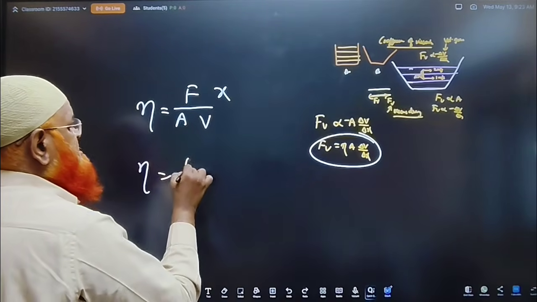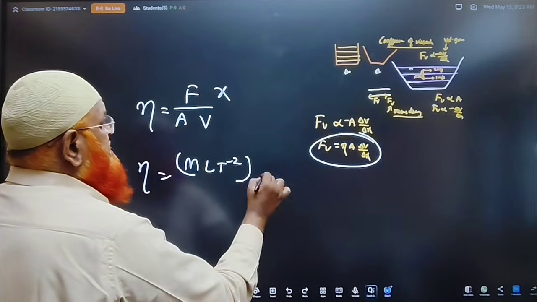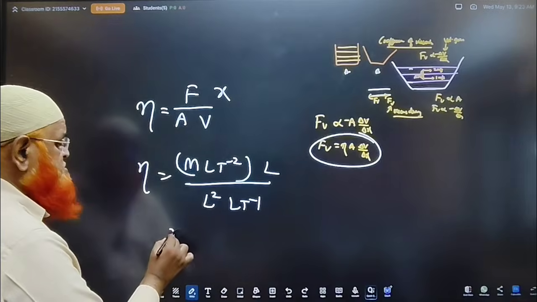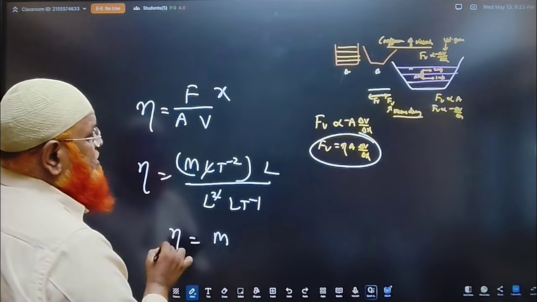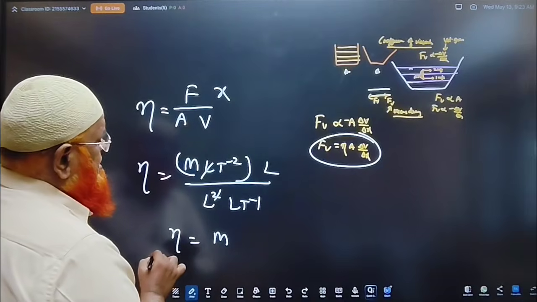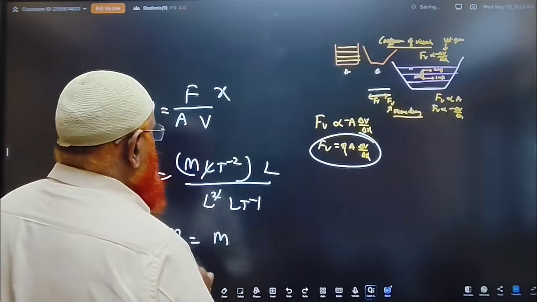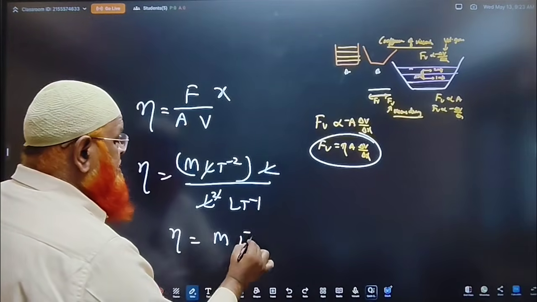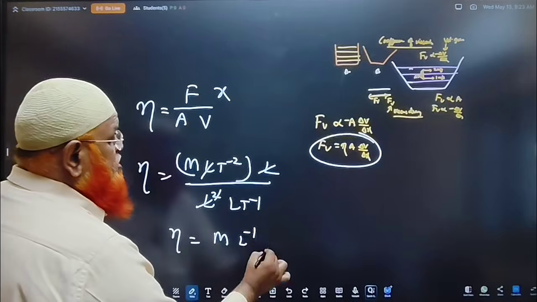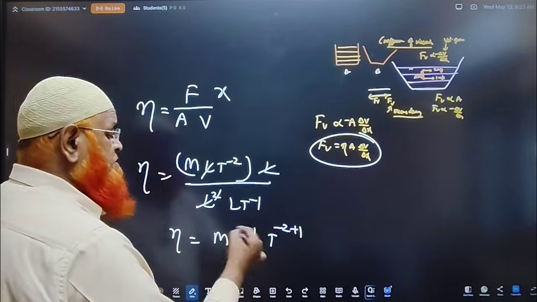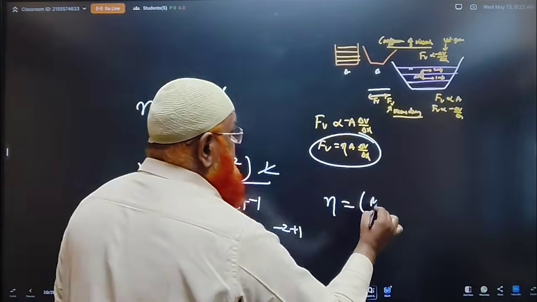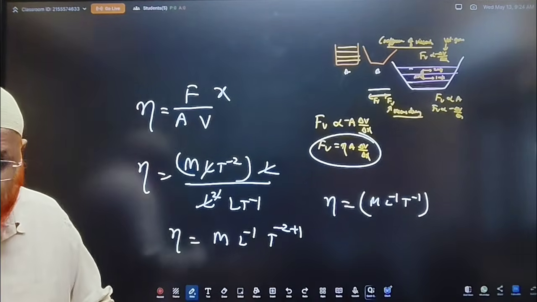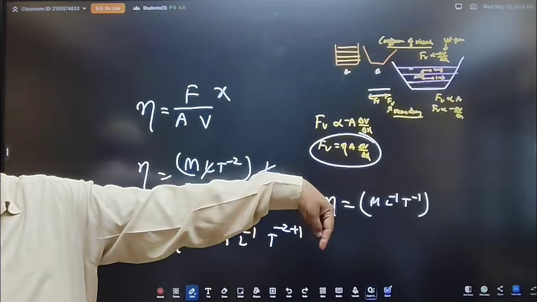So eta is equal to force, which is mass into acceleration, and displacement is L. Area is L square. Velocity is L t to the power minus 1, isn't it? Then L square cancels, L cancels, so only one L is left, L power minus 1. Here t power minus 1 comes to the numerator and becomes t power plus 1, so minus 2 plus 1 is again minus 1. So the dimensional formula for coefficient of viscosity is M L power minus 1 t power minus 1. No need to memorize it; just recalling it should bring the formula to mind.